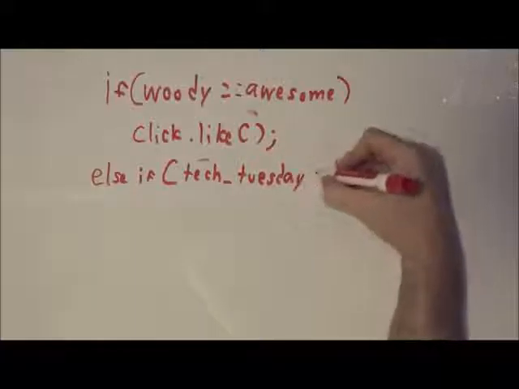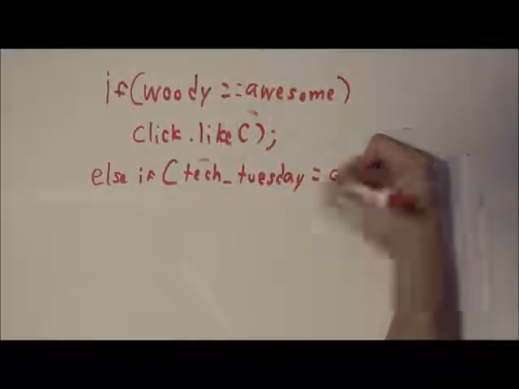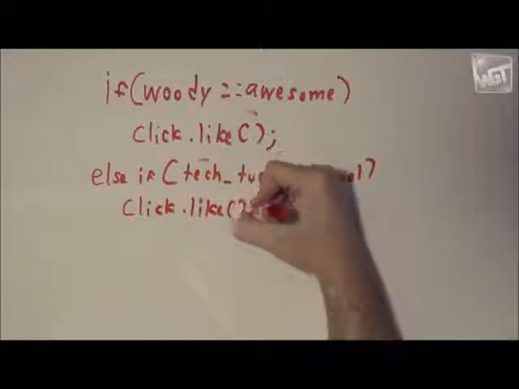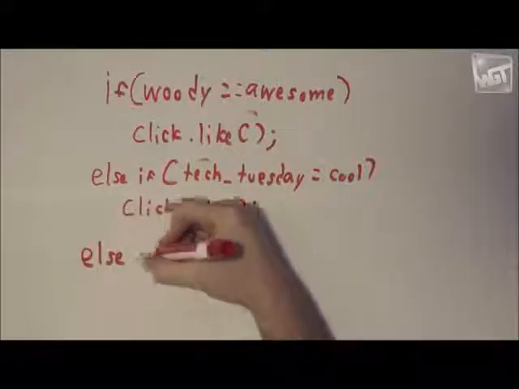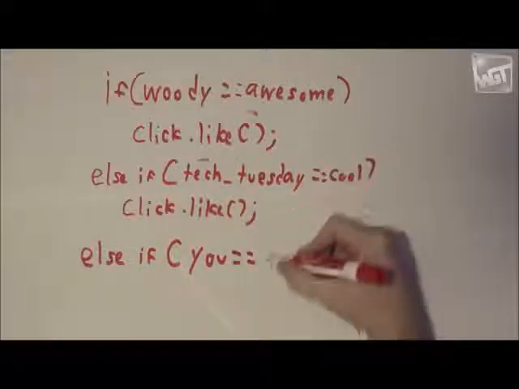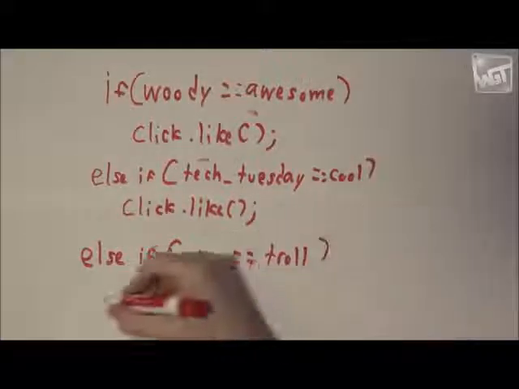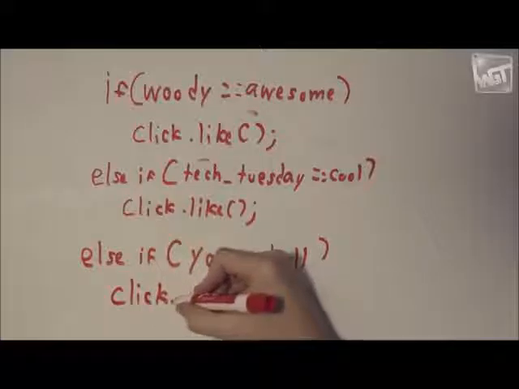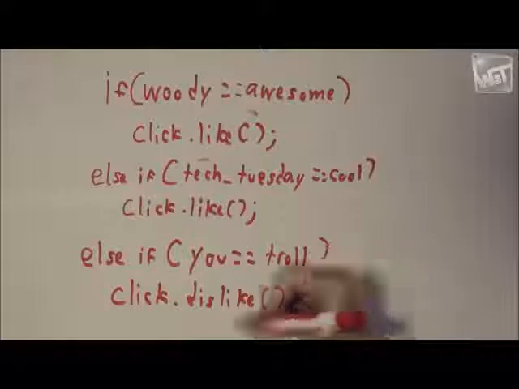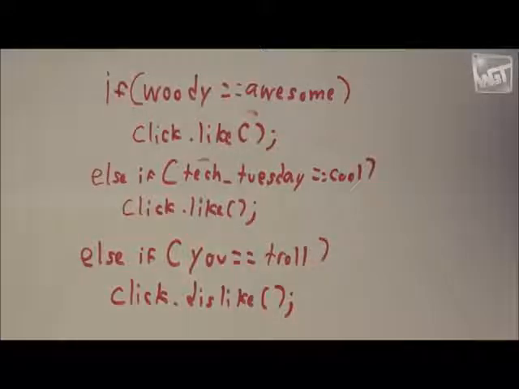There are certain kinds of jobs, and they're mostly like if-then kind of problems, right? So I'm writing some code here in front of you. If you're not used to reading code, it pretty much says, if Woody is awesome, click like. If Tech Tuesday is cool, then click like. If you are a troll, click dislike. There's a problem with this kind of code, and it's that you can't really just put it on 4 different processors and have it run.